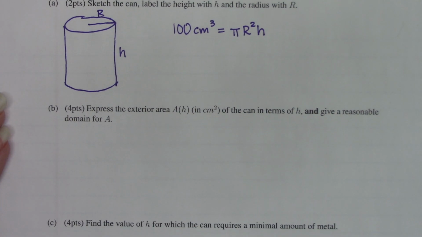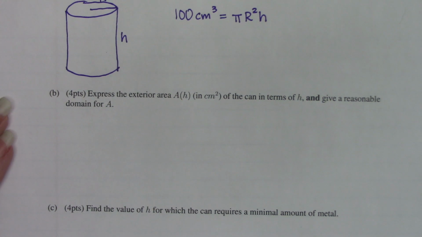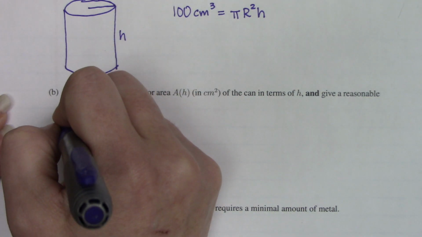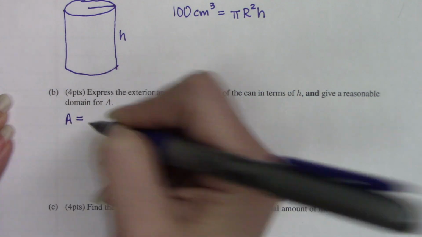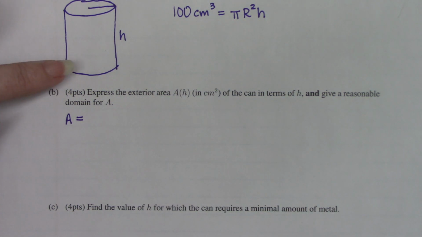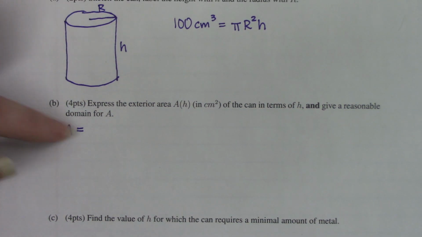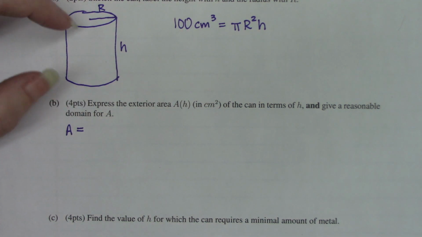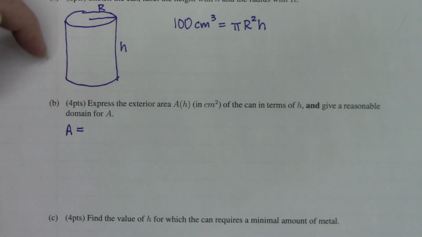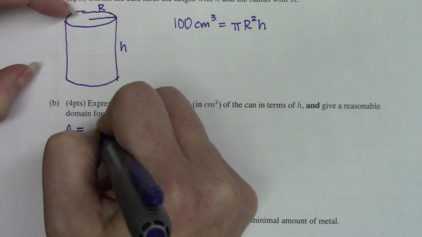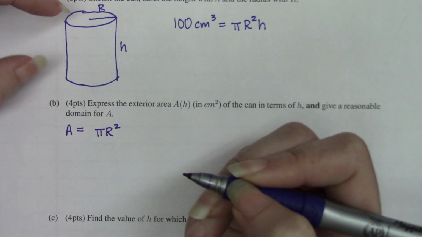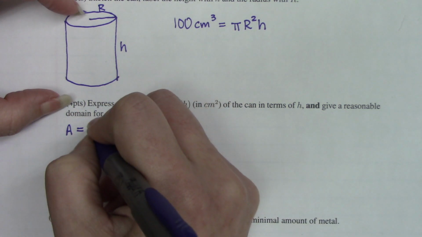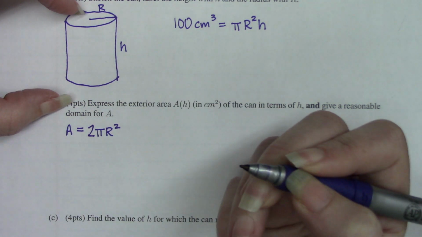Now, if we want to talk about the area of the cylinder in terms of h, let's just find the area first. The area is the same thing as saying add up the surface area. So this is where the fact that this thing has a top and a bottom is very important. The top and bottom of a cylinder are circles. So the area of a circle is pi r squared. There are two of them because they are the same size. So we have two of that.